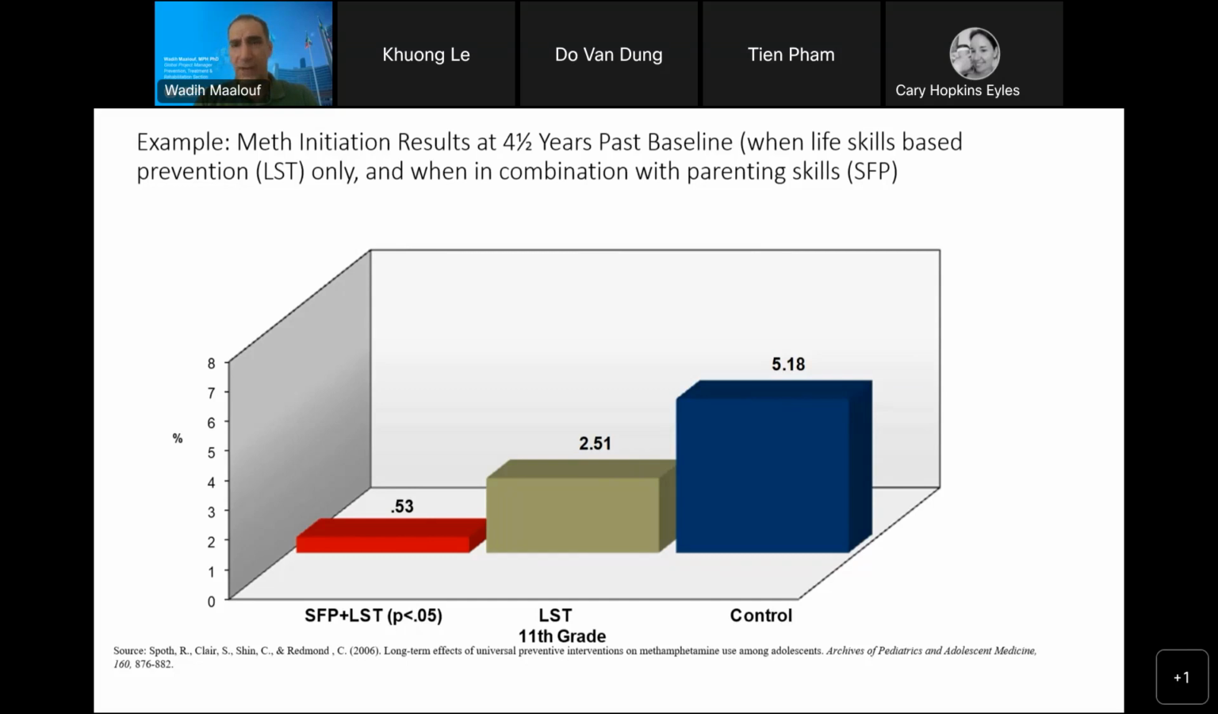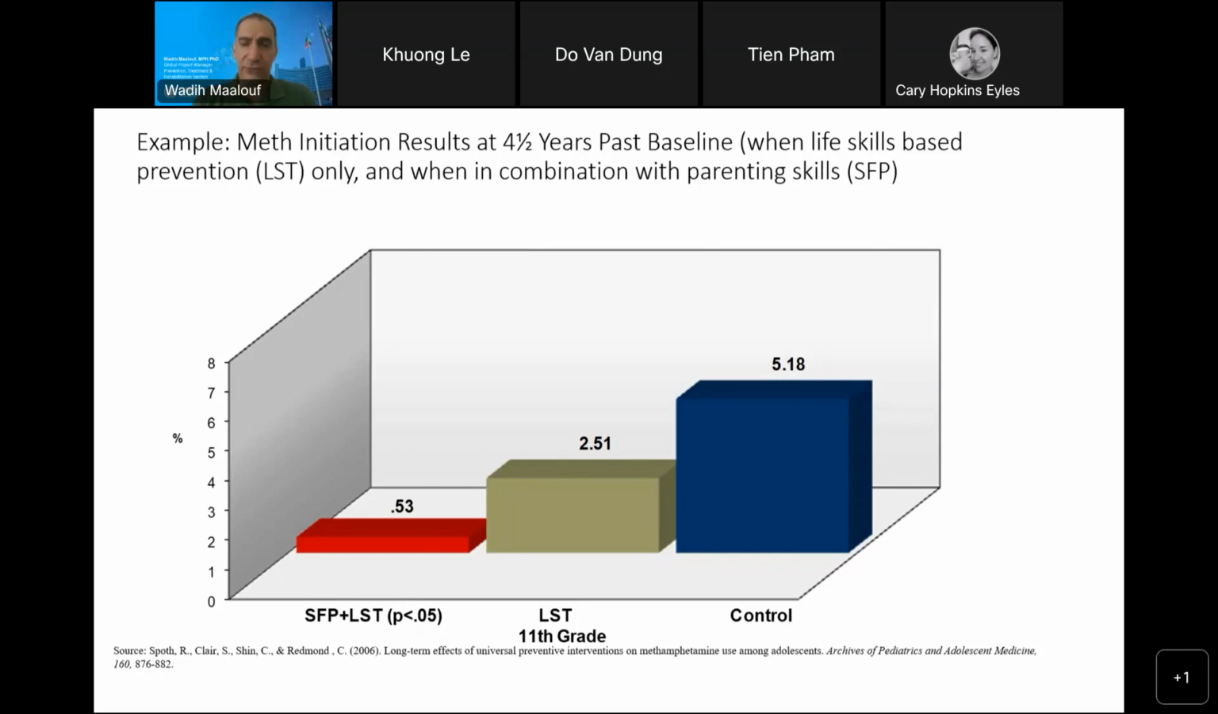This is a community where the level of crystal meth initiation is high. After four and a half years, the three subgroups were compared in terms of how much crystal meth was used within each group. You would see that among the control group, 5% of that group used the substance. With life and social skills, the light green group, it almost halved. Of course, it would not cut it down to zero, but at least it prevented half of the kids from initiation of crystal meth four and a half years later.